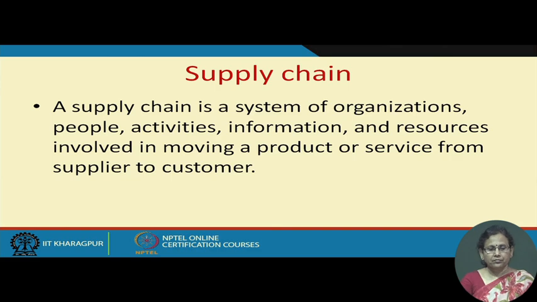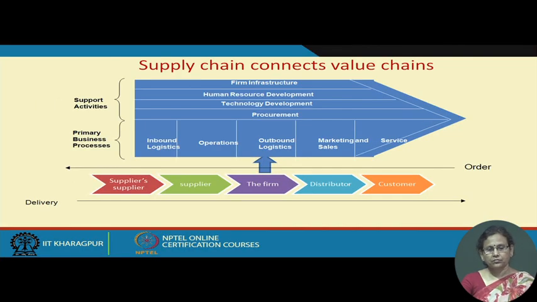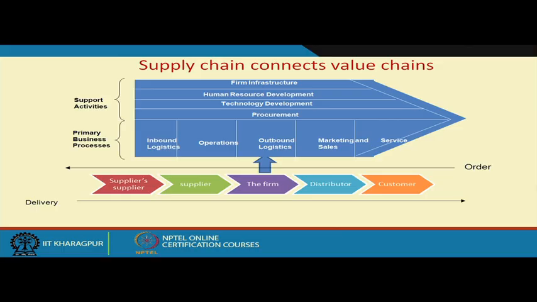To start with, a supply chain is a system of organizations, people, activities, information and resources involved in moving a product or service from the supplier to the customer. In fact, if you look at the value chain, we have discussed it in the very first lecture, that no company, without the help of its channel members, can directly reach the customers. You have to go through a number of channel members.